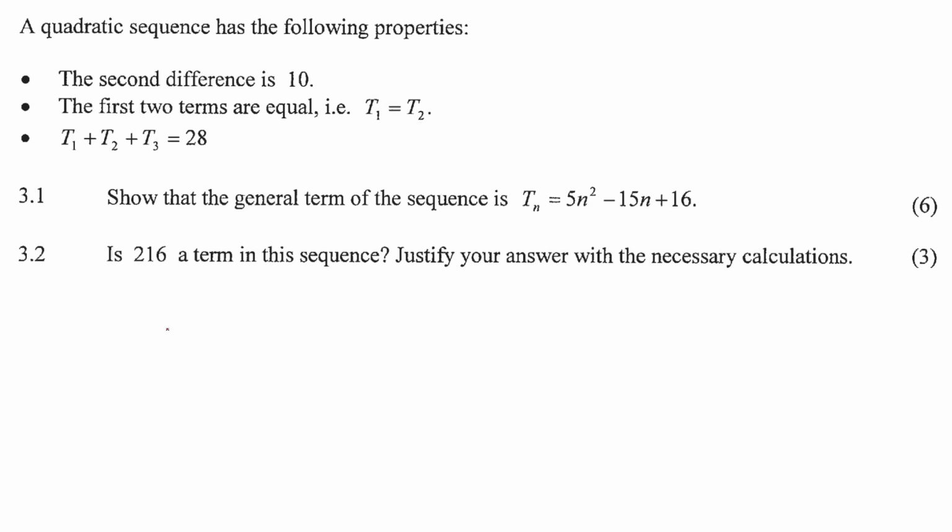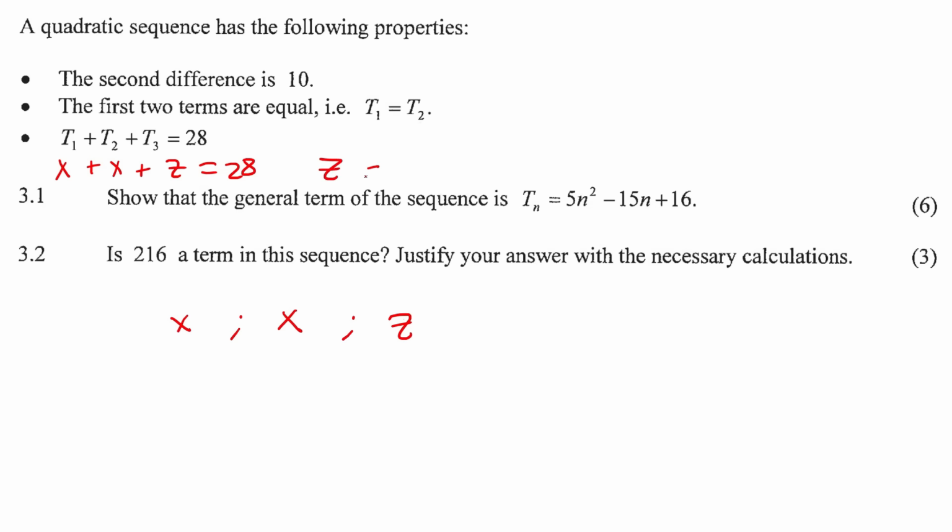They tell us that, okay, let's say we had this random sequence, x, y, z, for example. They tell us that the first two terms are equal. So I'm going to make these two both x. And then it says that term 1 plus term 2 plus term 3 equals 28. So term 1 is x, term 2 is x, term 3, well, we can leave it as z, equals 28.